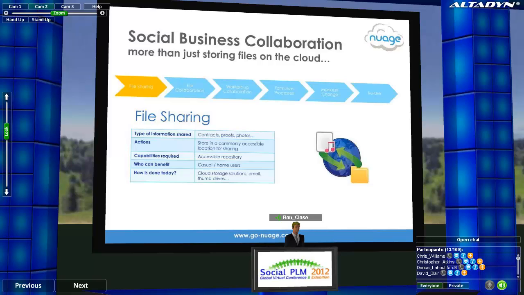If we look at file sharing, we're typically looking at static information that people will share: contracts, proofs, and photos. The action that takes place is you're putting information into a commonly accessible place. The capability required, and many companies offer this today, is just an accessible repository, a vault that you can reach and share and publish to others. Even casual home users can benefit from these. Today they're using cloud storage solutions, sometimes emailing things around, and sometimes using thumb drives.